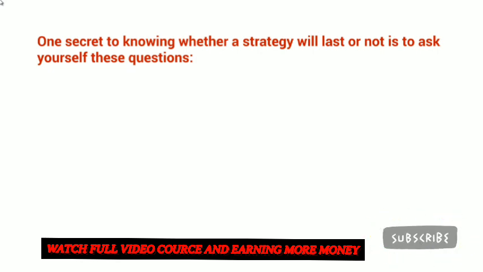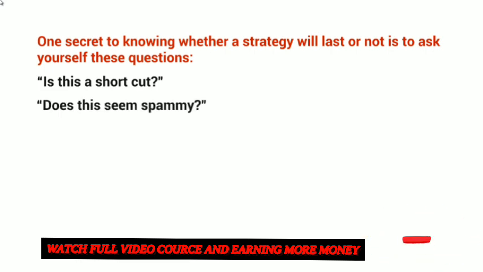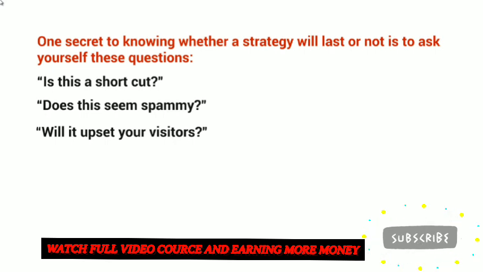Now, obviously, we're not going to know exactly if the strategy is going to last or not, but part of the strategy is figuring out what Google wants and fulfilling that. One secret to knowing whether a strategy will last or not is to ask yourself these questions. With this strategy, along with other strategies, you should ask this question over and over. Is this a shortcut? Does this seem spammy? And best of all, will this upset your visitors?